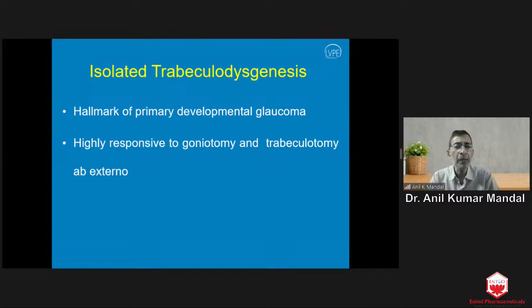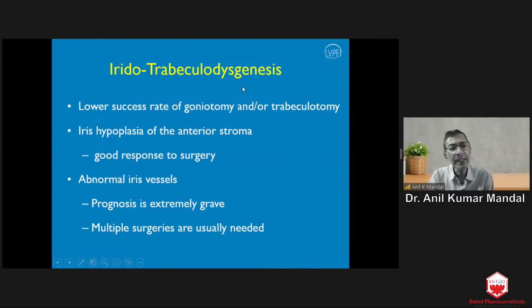Now, isolated trabecular dysgenesis is the hallmark of primary congenital glaucoma. It is highly responsive to surgical treatment. I'll come to surgical treatment later on, either goniotomy or trabeculotomy ab externo. Now, in cases where there is iridotrabecular dysgenesis like Axenfeld-Rieger anomaly, Peters anomaly, or other syndromic glaucoma associated with anterior segment dysgenesis, goniotomy probably may not be possible. External trabeculotomy may be an answer.